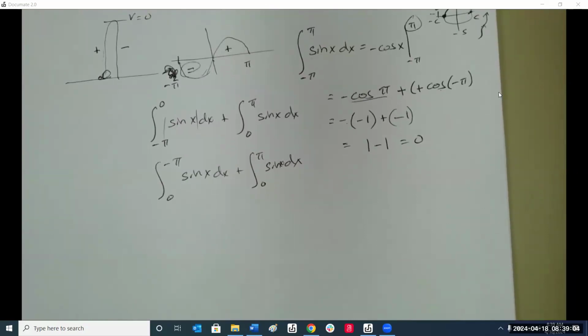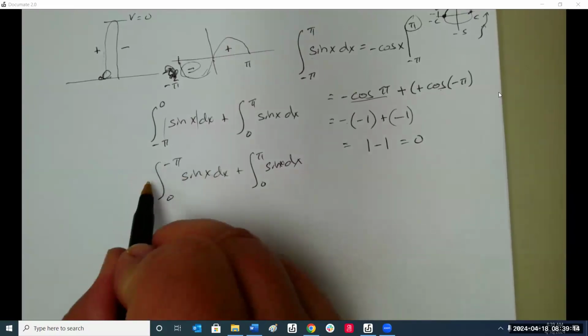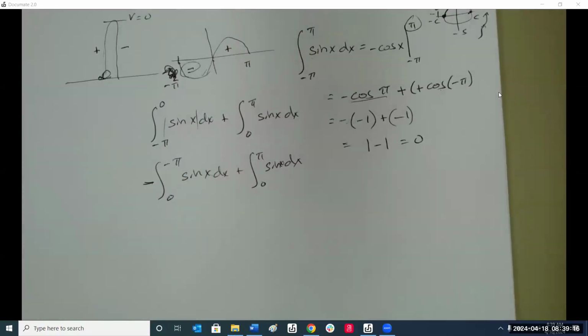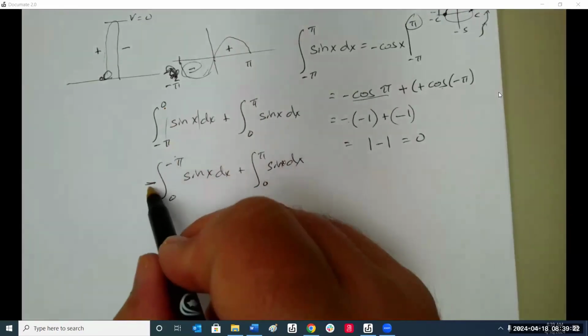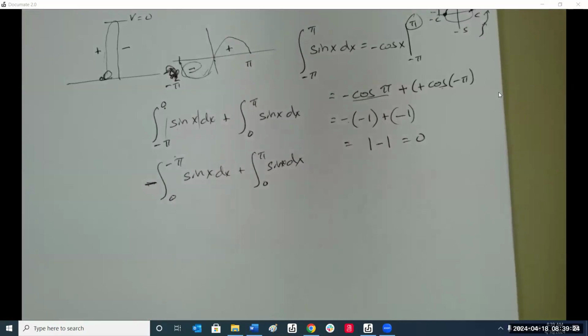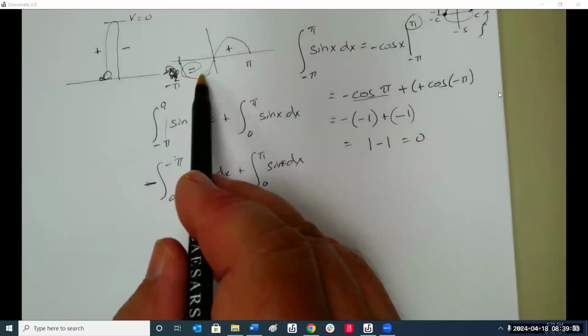There are a whole bunch of things you can do, but you have to be sure of what's happening. If I change the bounds of integration, I have to change the sign of the function. It went from negative pi to 0. I changed it from 0, so I have to make it negative. So if you change the bounds of integration, you have to change the sign of the function, and that's going to get rid of the negative answers you get.